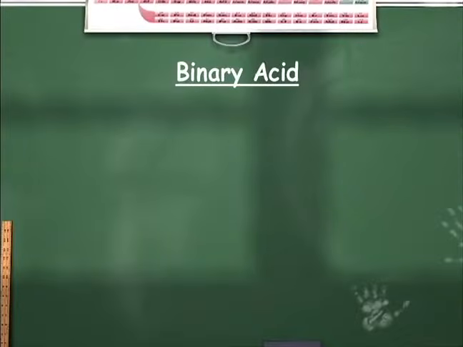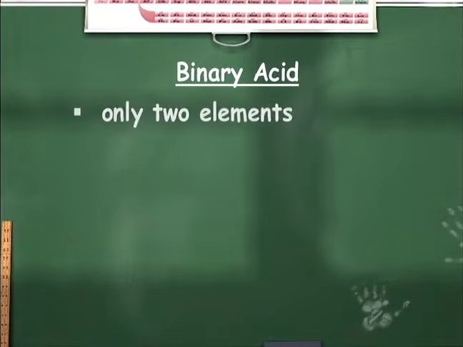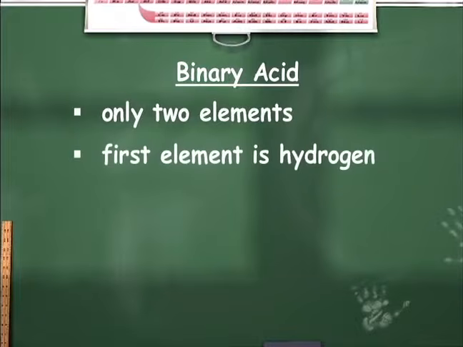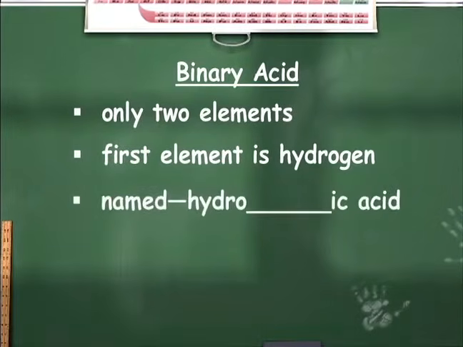Now, we'll focus on naming acids. This is a little different than what we've done in the past. The first thing you have to do is determine if the acid is binary or ternary. A binary acid consists of only two elements, with the first one being hydrogen. The name of a binary acid is hydroblankic acid, with the blank being the root word of the second element.